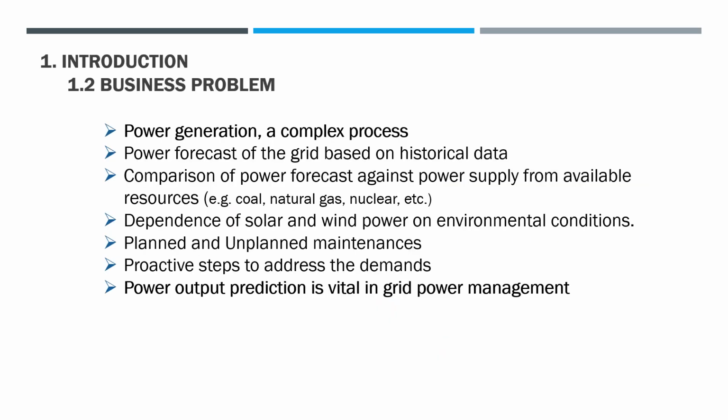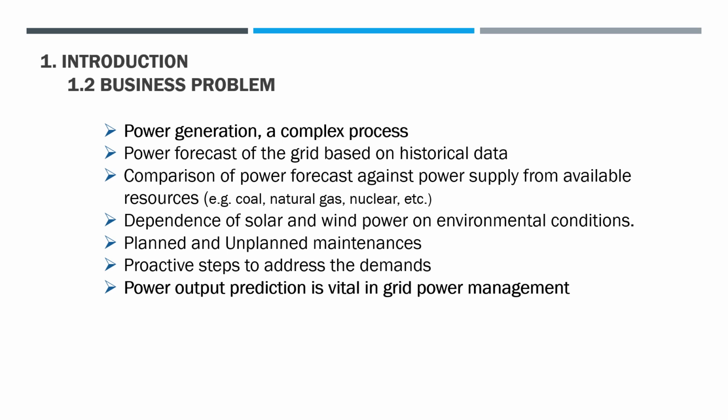From the discussion so far, we can gather that power generation is a complex process. Understanding and predicting power output is an important element in managing a plant and its contribution to the power grid. The operators of a regional power grid forecast power demand based on historical data. Then they compare the forecast against power supply from available resources, for example, coal, natural gas, nuclear, solar, wind, hydro, or a CCPP.